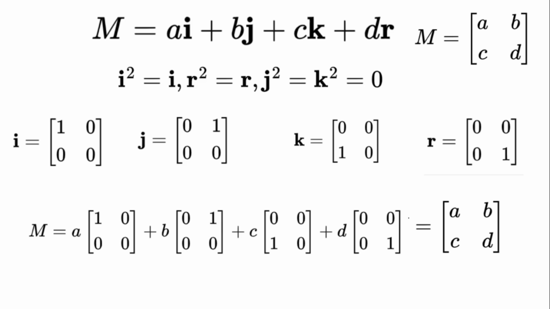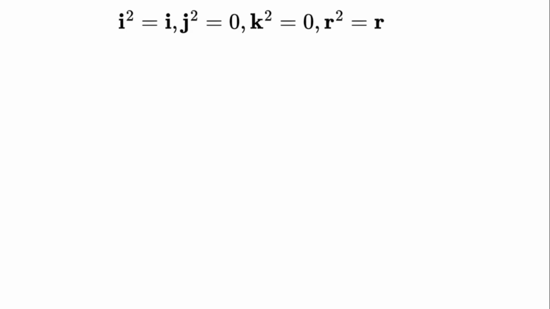First, the squares of the basis elements behave in unique ways. I squared equals I, R squared equals R, J squared equals 0, K squared equals 0. This means I and R are idempotent, squaring them gives back the original element, while J and K are nilpotent, meaning squaring them results in 0. These rules hint at a non-commutative system, since matrix multiplication isn't commutative.